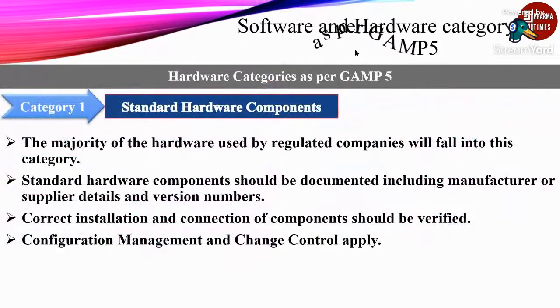The first one is standard hardware components. The majority of the products, the hardware used in manufacturing or in the pharma industry, come into this category, standard hardware components, because we use standard products, standard equipment, or standard sensors, from a standard manufacturer. So many equipments, or many systems, are in this category, standard hardware components.